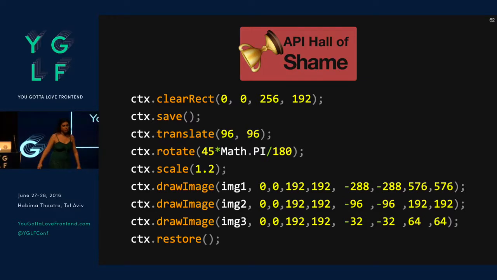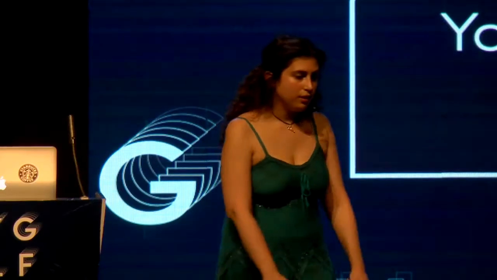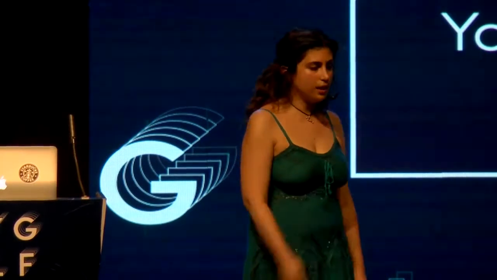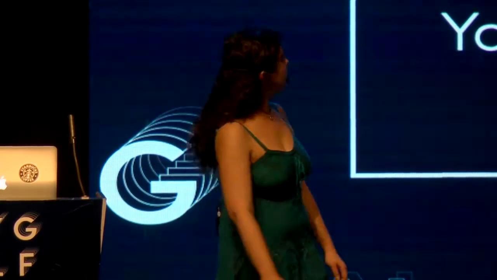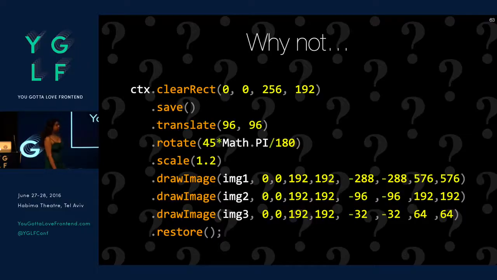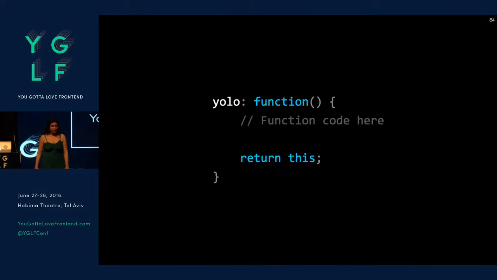Or my favorite example of lack of chaining, Canvas. On Canvas, at least if you're not using a library, you have to keep typing the same methods again and again on the Canvas context. Why can't it just be this? Why can't I just not type the Canvas context over and over? And it's so simple, it pains me.